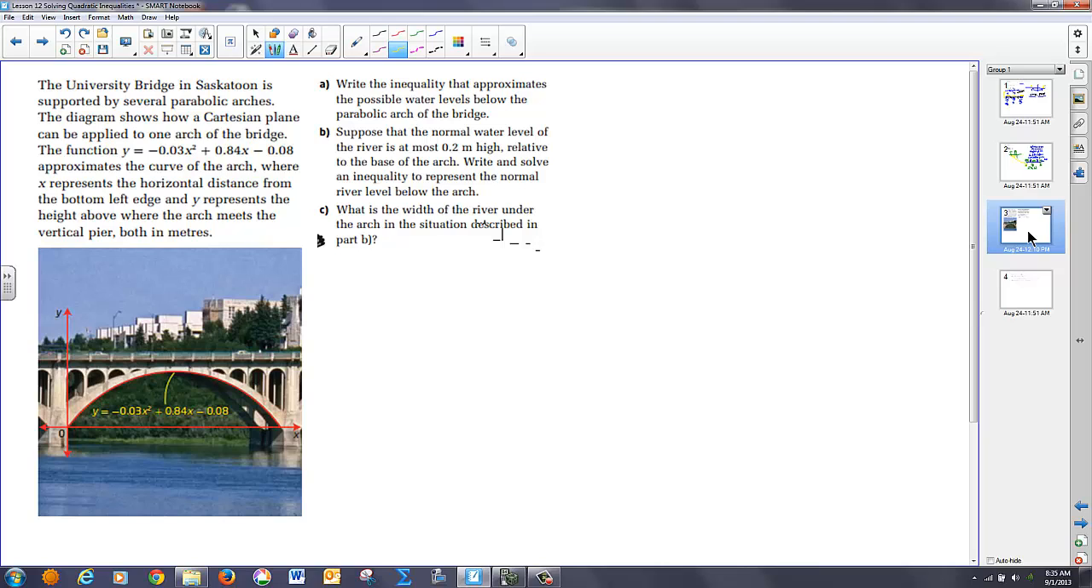So here's a word problem. Why don't you pause this, take a minute to read it, and then we'll go through it. So you'll notice that in this case, we have a set of axes here. And what this equation is describing is the height of the water relative to this arc. And the base of the arc is down here, the vertex up here.